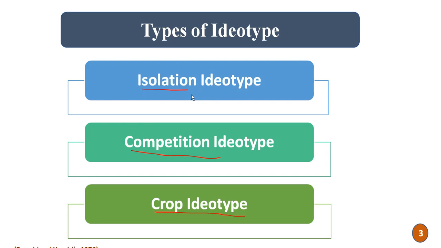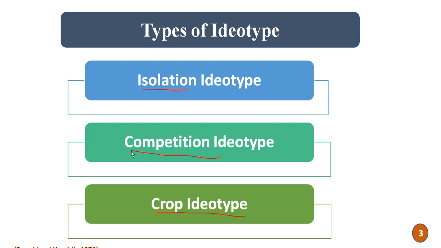Or in case of cereals, isolation ideotype is a lax, free tillering, leafy, spreading plant that is able to explore the environment as fully as possible, and it does not perform well at crop densities because crop densities are much closer, and that's why this ideotype does not perform better at crop densities. They require space planting.